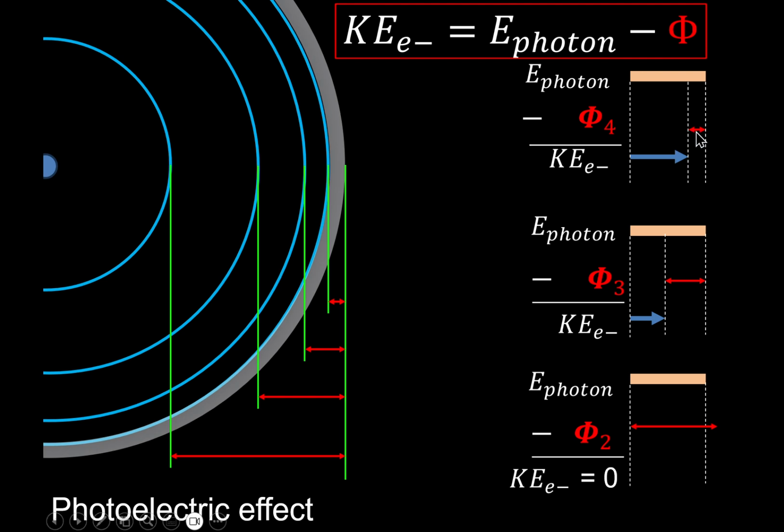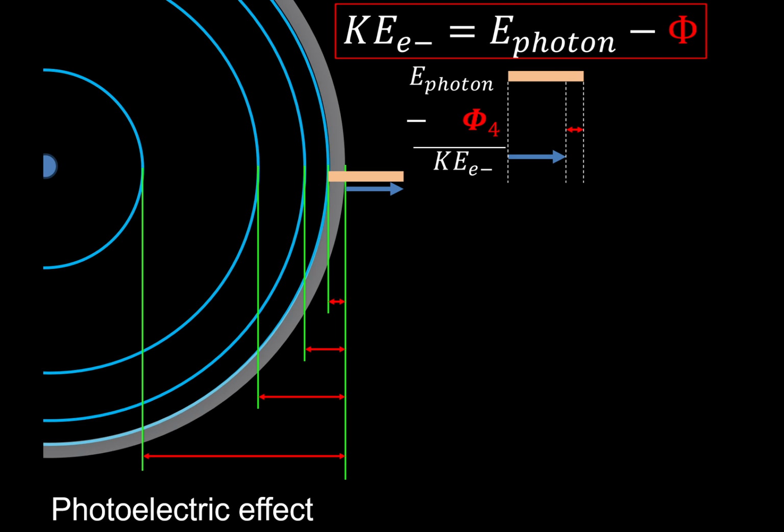And so you can see as the amount of energy required to just remove the electron from the electron cloud increases, from energy level 4 to the edge of the cloud requires less energy than from energy level 3 to the edge of the cloud, which requires less energy than from energy level 2 to the edge of the cloud. And as that required energy, that work function, to get the electron out of the cloud increases, the kinetic energy left over for the electron as it leaves is going to be less. So let's go through them individually.